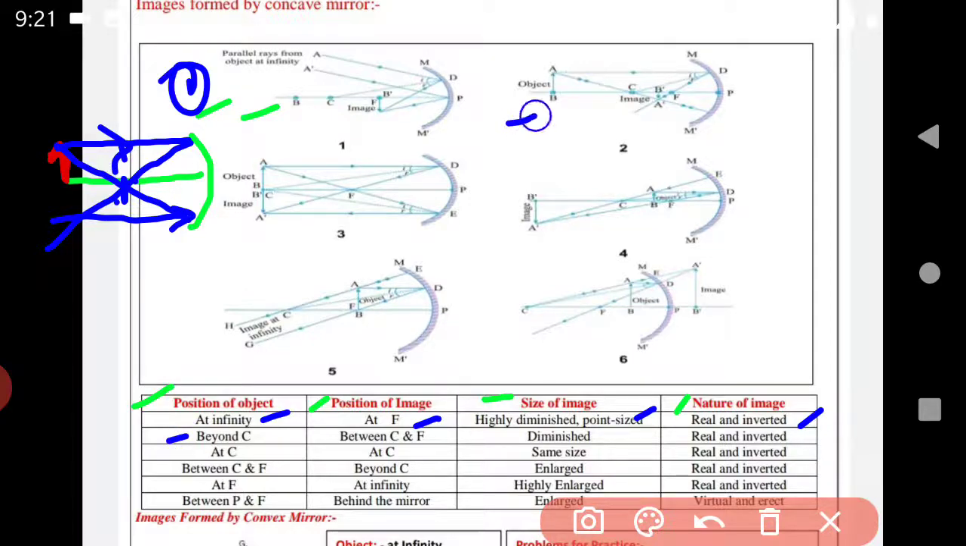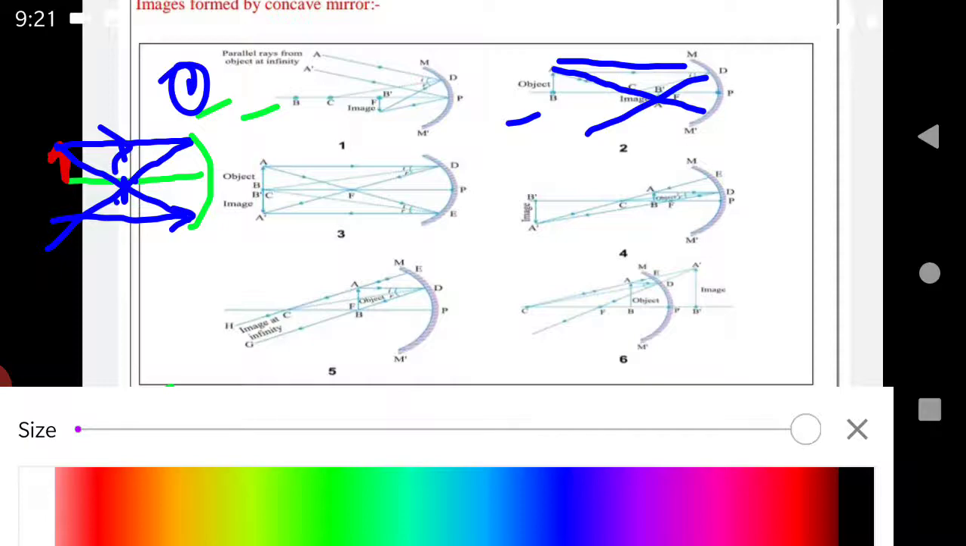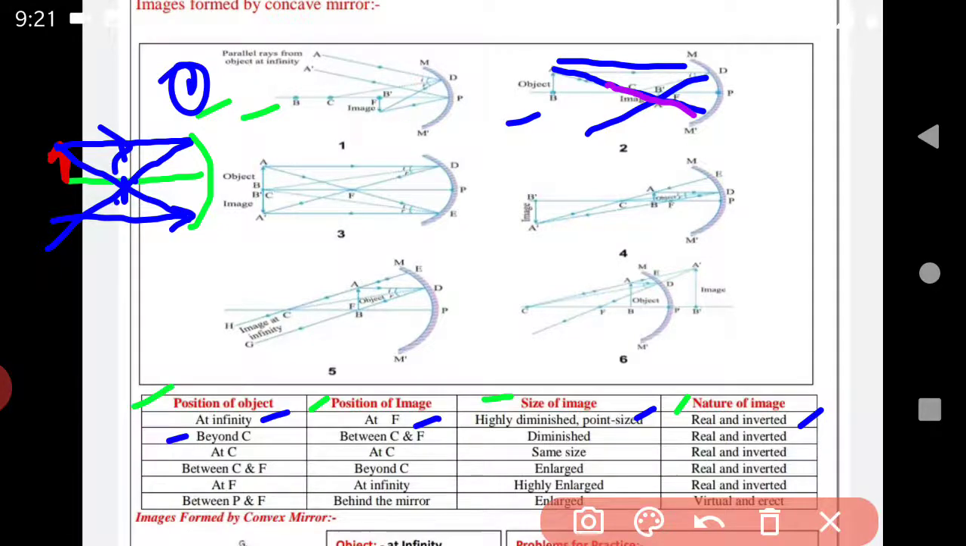Beyond C, please see this figure. When the object is placed beyond C, one light ray passes parallel to the principal axis and reflects through the focus, and another passes through the center of curvature, and when it passes through the center of curvature, it reflects back along the same path. The two rays intersect between C and F. What is the intersecting point of the two rays? That is between C and F.